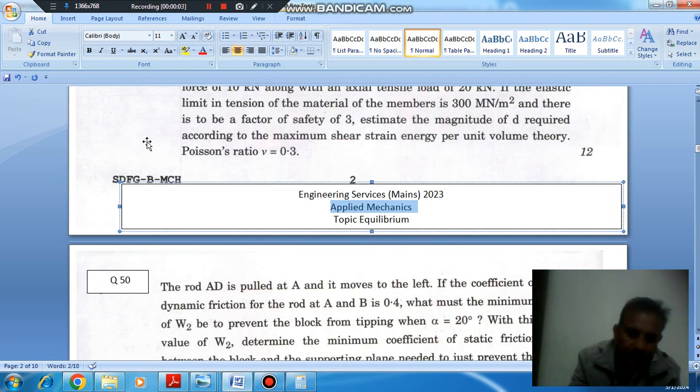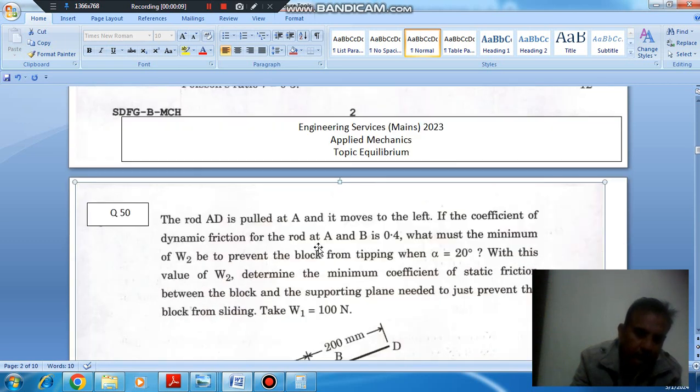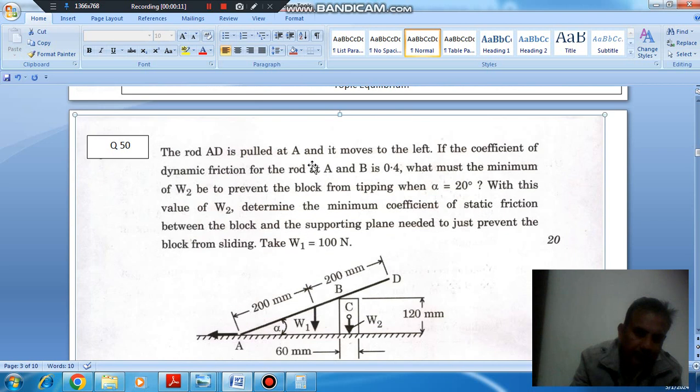Hello, welcome again. We are solving some conventional questions of applied mechanics. Topic is equilibrium. Question number 50 from Engineering Services Mains 2023. The rod AB is pulled at A and it moves to the left. If the coefficient of dynamic friction for the rod at A and B is 0.4, what must the minimum of W2 be to prevent the block from tipping?